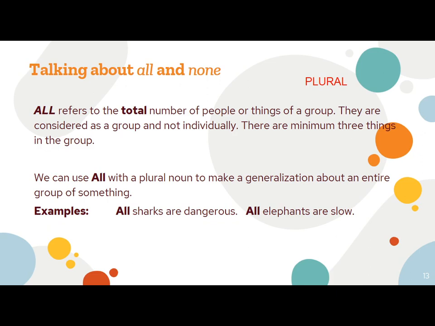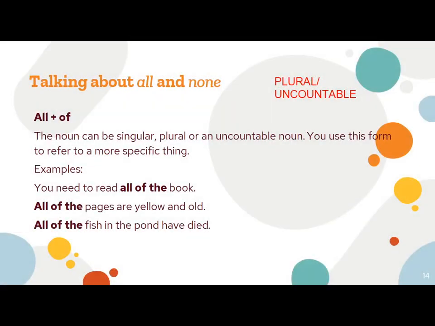If you're talking about something general and you don't want to be specific with a noun, you better say everything, but not all. All itself, no. And in the case of all, we can use "all of," so we can talk about something more specific. The noun can be singular, plural, or an uncountable noun. You use this form to refer to a more specific thing. Take a look at another example.